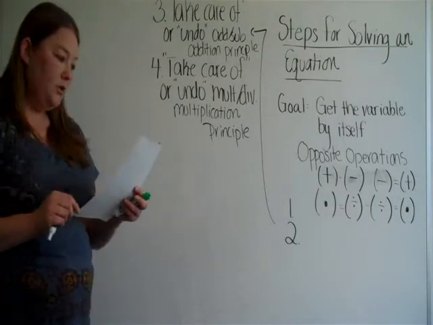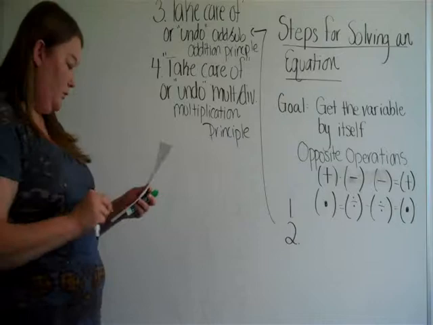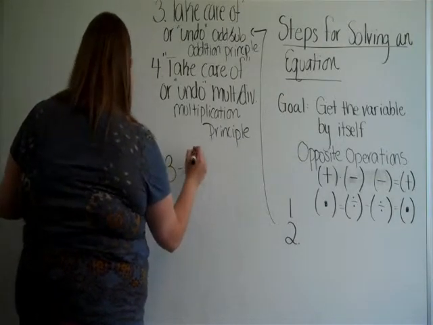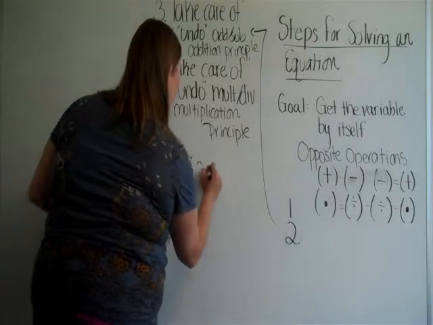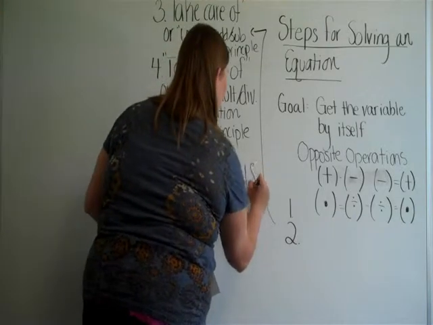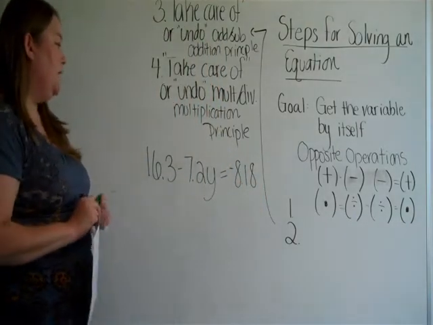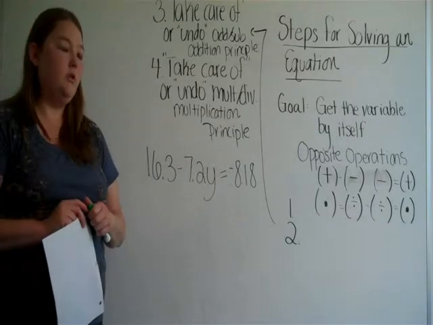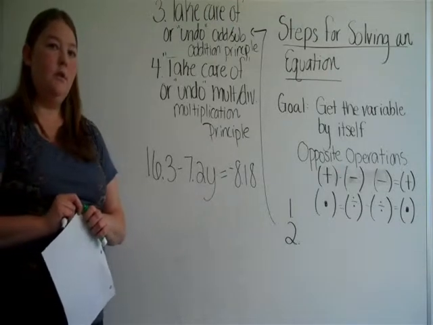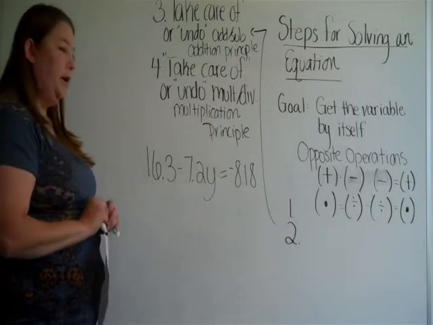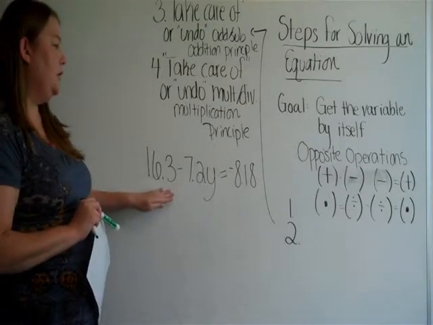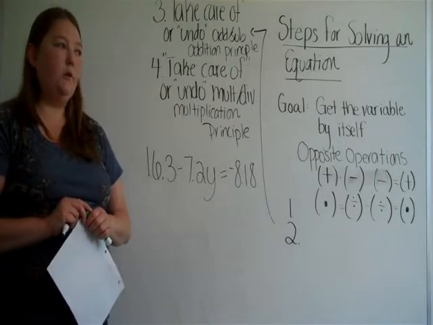I've got one that I would like you to do on your own, and that is 16.3 subtract 7.2y equals negative 8.18. So I want you to write that down on your paper that you've been taking notes on, and take a few moments to try to work through it, remembering your opposite operations, and remembering to always undo addition and subtraction first as you work through the problem.